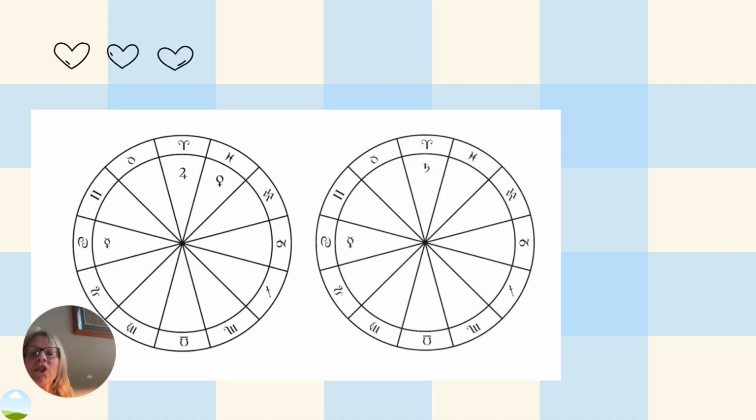Let's go to the chart on the right. We have Saturn in Aries squaring by house Mercury in Cancer. Saturn is a malefic, and so it's sending difficult energy to Mercury. It's affecting Mercury in a negative way.